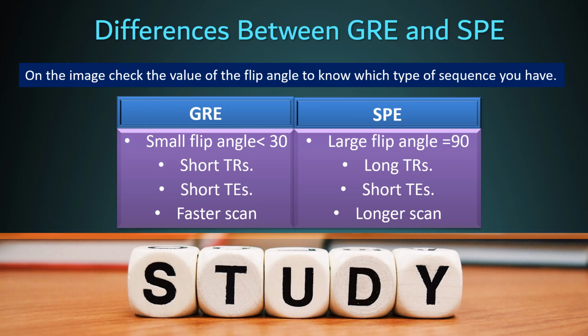Remember also the difference between gradient and spin echo sequences as shown in the table here. And as a rapid hint to know what sequence you are dealing with from the image, just look at the value of the flip angle. If you find it equals 90 degrees, you are dealing with a spin echo sequence like T1, T2 or proton density sequences. If you find it 30 degrees or less, you are dealing with a gradient sequence, either conventional gradient sequence or Dixon method or chemical shift sequences.